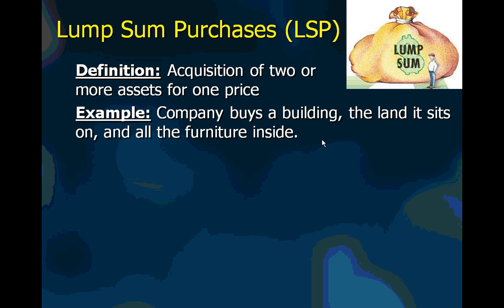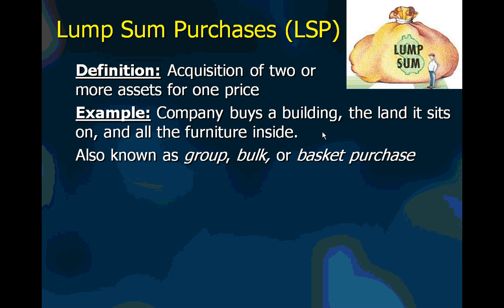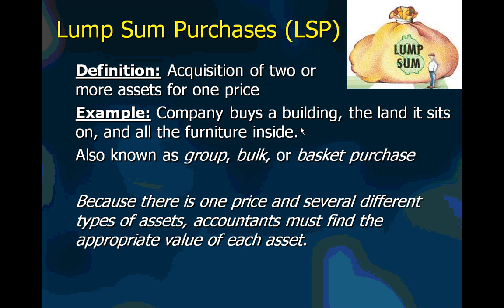Common example would be if a company buys a large building, whether it's an office building or a factory, whatever. They typically would buy the land, the building, and the furniture. Not always, but that's a real common lump sum purchase you're going to see. 3 different assets, land, building, furniture, and they have to be treated very differently for good reasons. These can also be called a group, a bulk, or a basket purchase, but most commonly they're called lump sum purchases. All right? Because there's one price in so many different types of assets, accountants have to be very careful about finding the appropriate value for each asset and recording it appropriately.